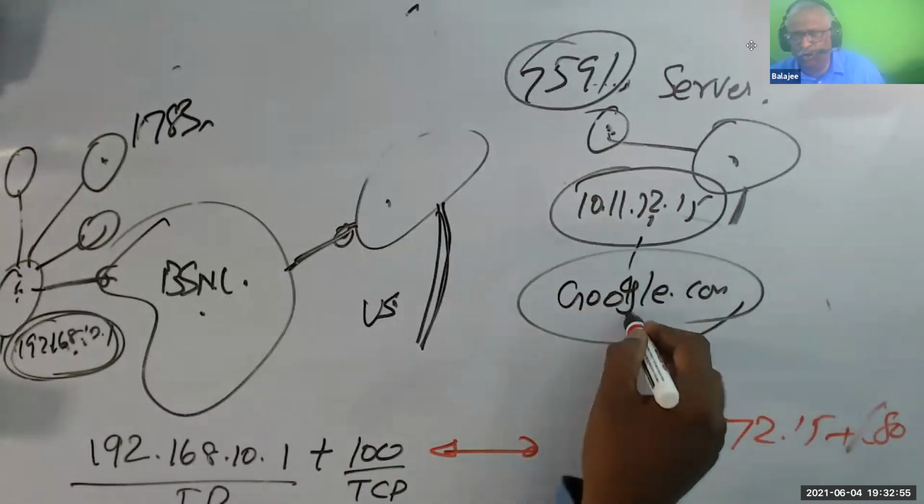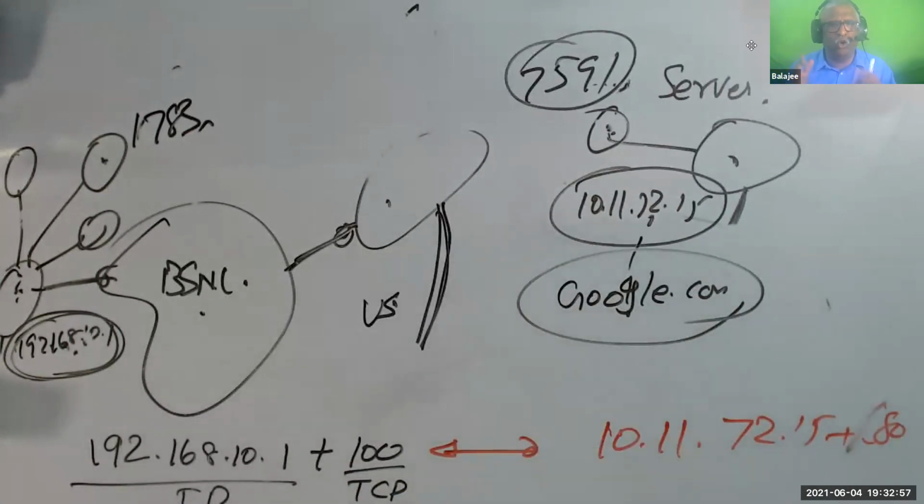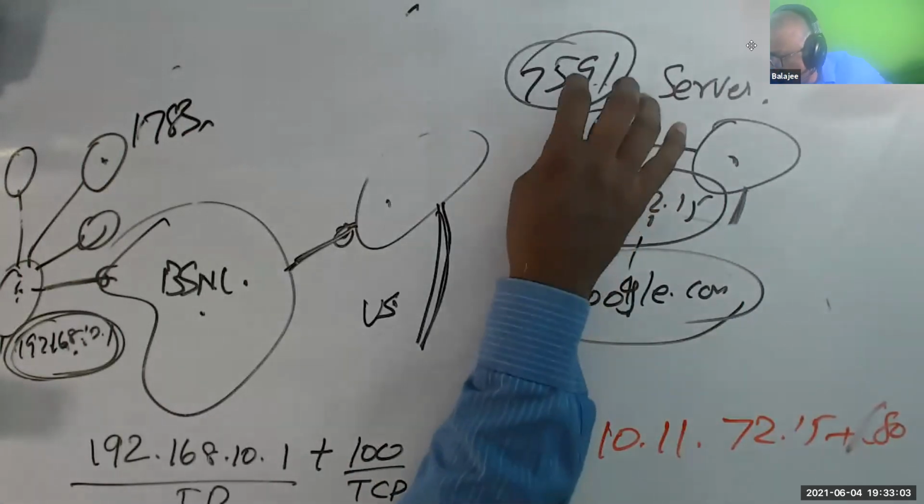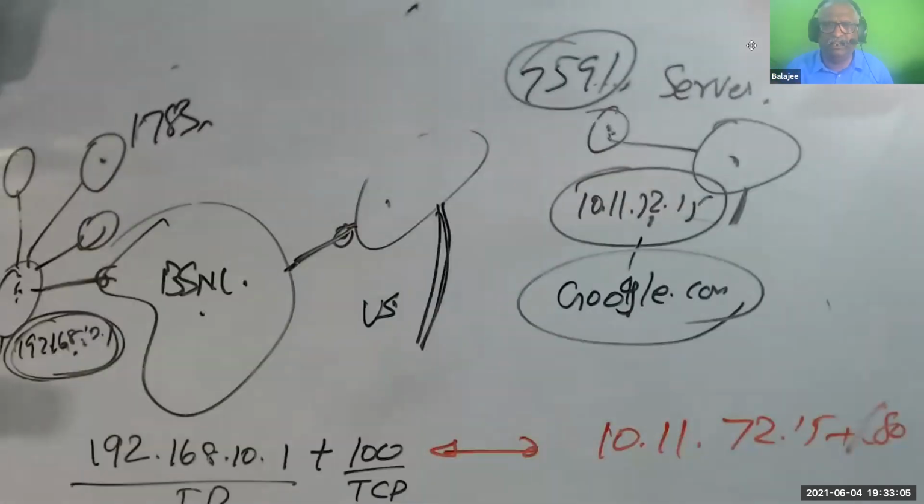If you don't know where you want to go in the browser, if you don't type the name, you cannot go. That is the IP address. Same way, if you do not know the application number, the TCP address, you cannot go there. Otherwise, that should be standard.